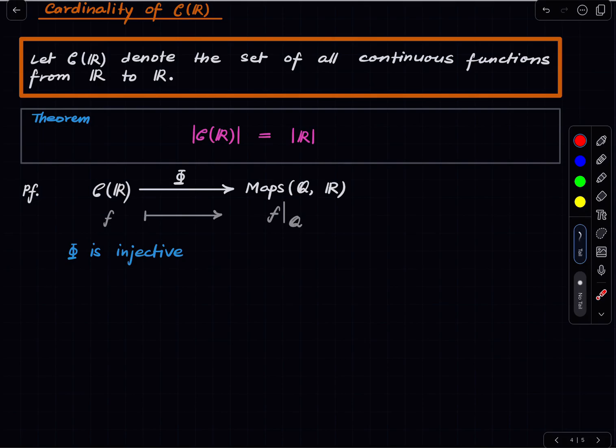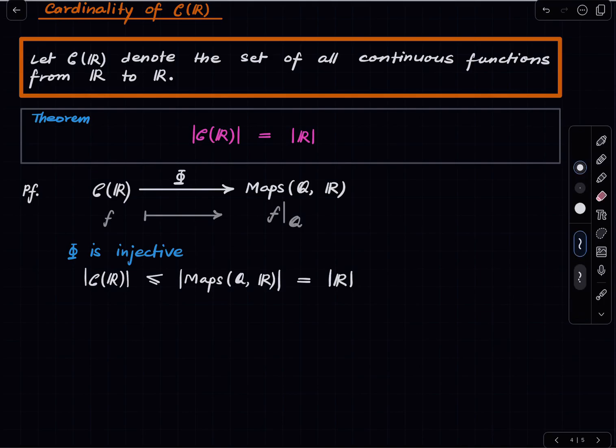So therefore, what we see is that this cardinality is at most the cardinality of the maps from rationals to reals, which is same as the cardinality of reals as we commented in the beginning. So now the point is to show that this is at least the same as that of real numbers. Okay, but that is obvious because the constant functions are continuous.